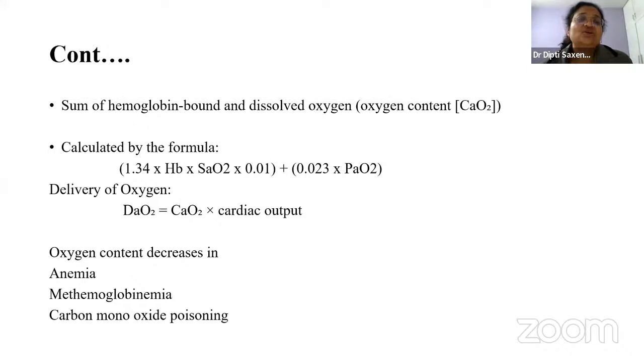Another important aspect is the delivery of oxygen, which is dependent on cardiac output and the oxygen content of the blood. The oxygen content of the blood decreases in cases of anemia, methemoglobinemia, and carbon monoxide poisoning. These are a few examples that I've cited. What has to be remembered is that in these cases, it is mostly the hemoglobin-bound oxygen that is decreased, and dissolved oxygen may remain the same. So you may find that partial pressure is actually okay, but the saturation may reduce.